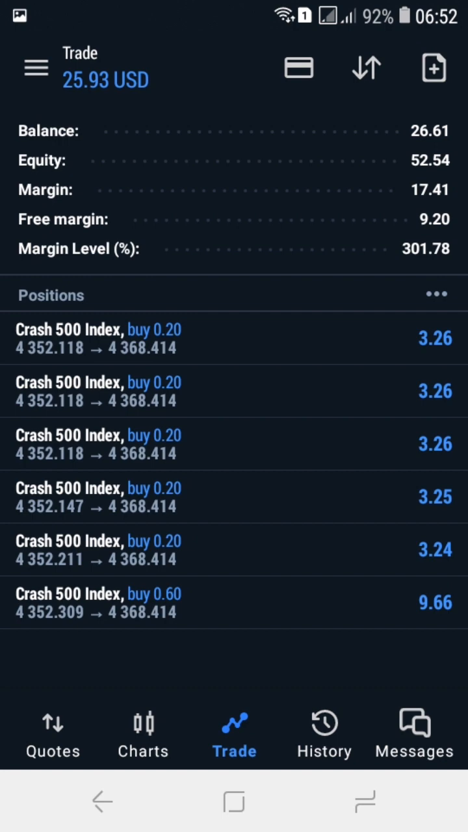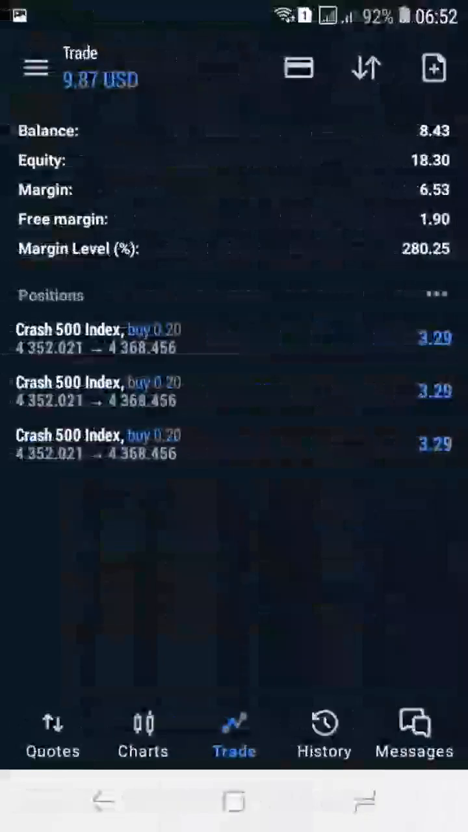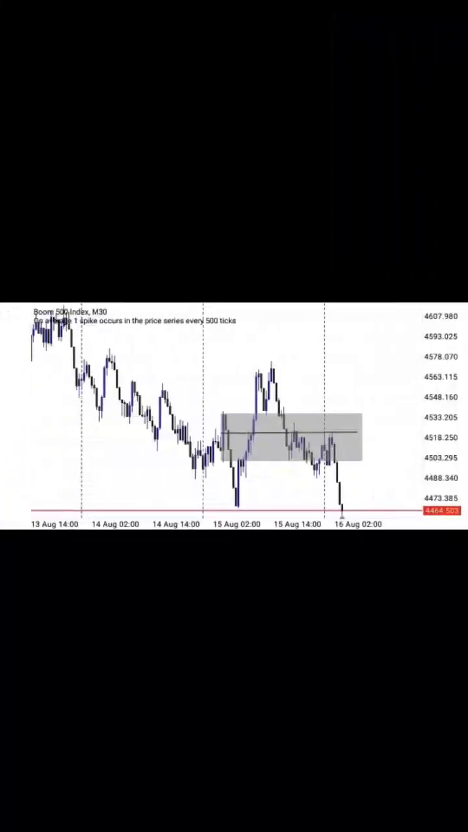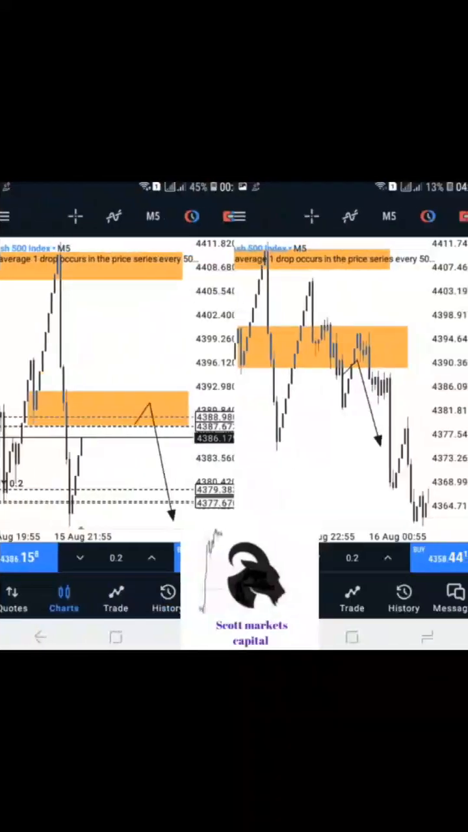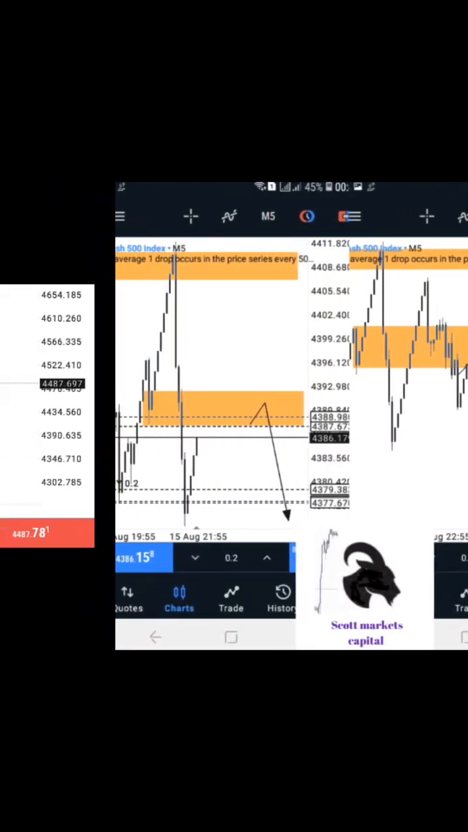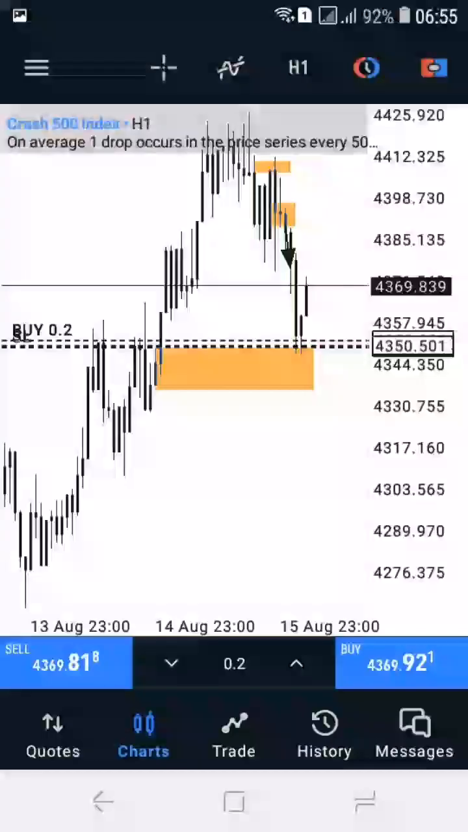So this account was flipped. I did like 100% there on it, and then on the other account I did like 140% there on it. So two accounts flipped on the same trade. Where's the trade? Here are the trades. No, no, those are not the trades. Yeah, here are the trades.